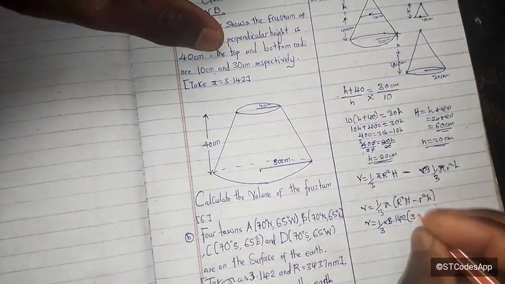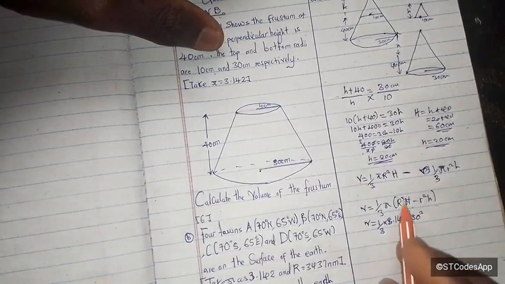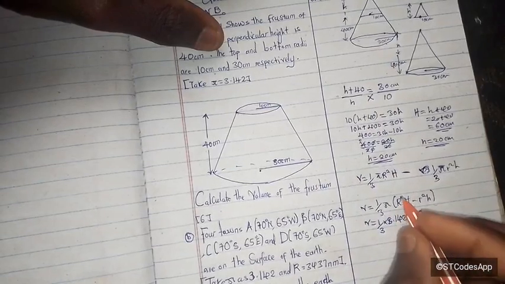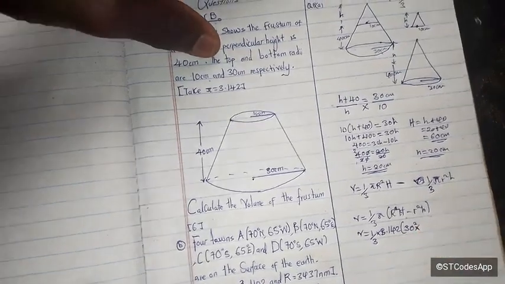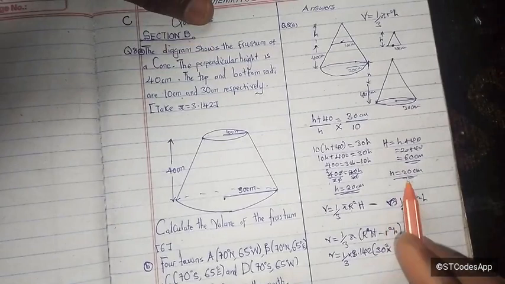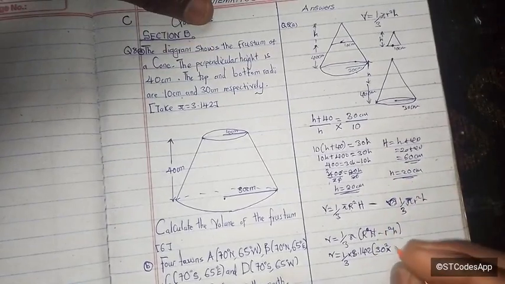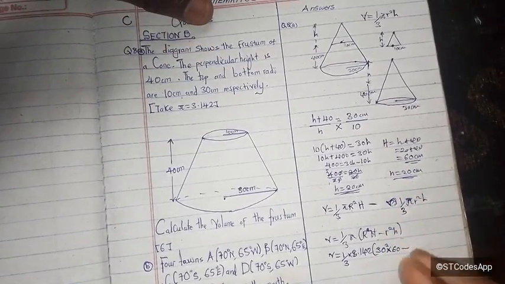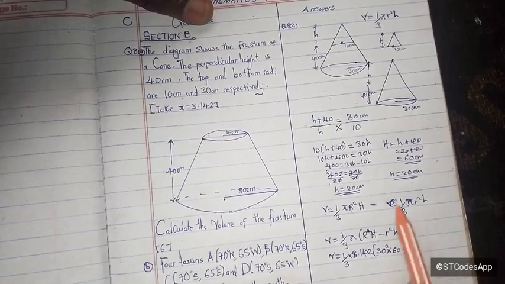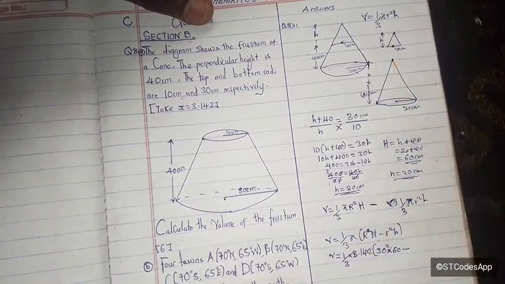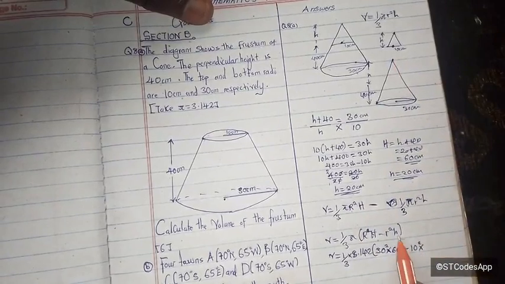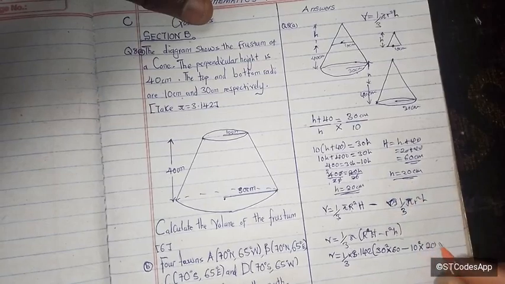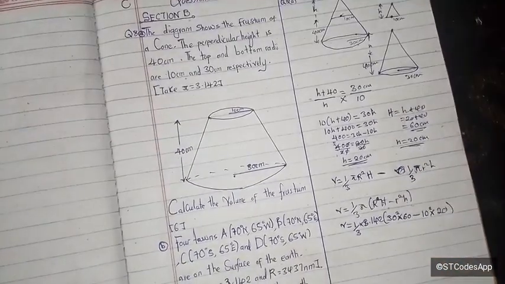So I'm going to say 30 to the power 2, since this one here has a power 2. Multiply by the height of the bigger cone, which is 60 centimeters. So 60 minus the radius of the small cone, which is 10. So here I'm going to say 10 to the power 2 multiplied by the height of the small cone, which is 10 centimeters, like this. Okay, so let me use a calculator here.